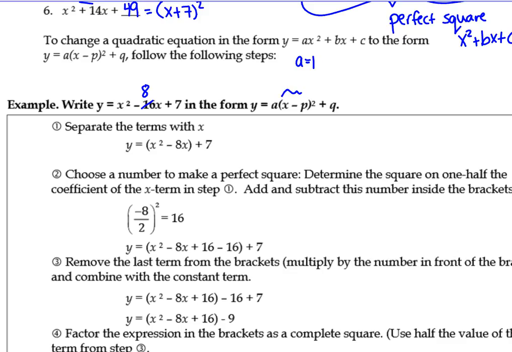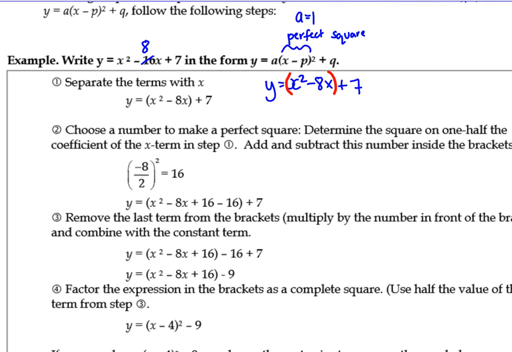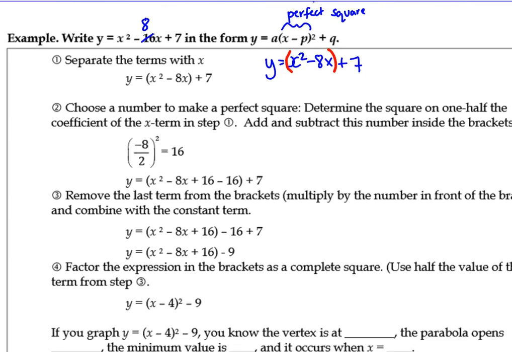So we want to create a perfect square. That's our goal. So our first step is to separate the terms with x. If we start with y equals x squared minus 8x plus 7, our first step is we're going to isolate these terms with x. We're going to put them in brackets. And we're going to create a perfect square. So with this idea that b will be my middle term, negative 8 is the middle term. How do we get that number? We divide it by 2 and square it.